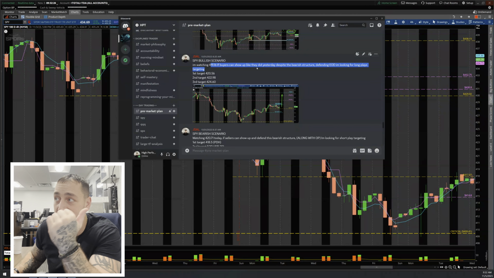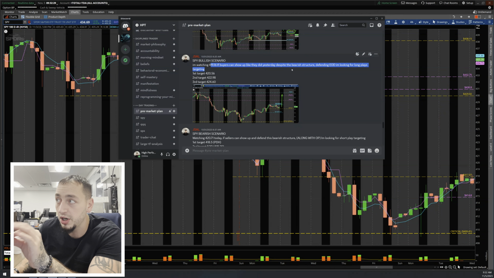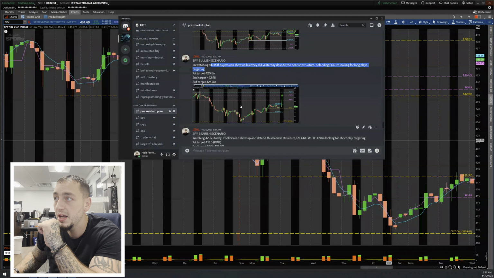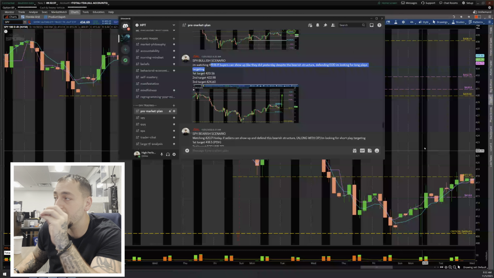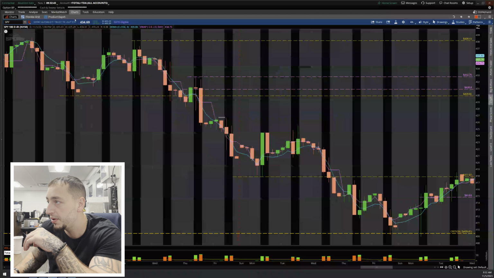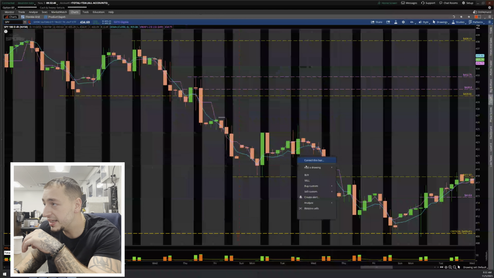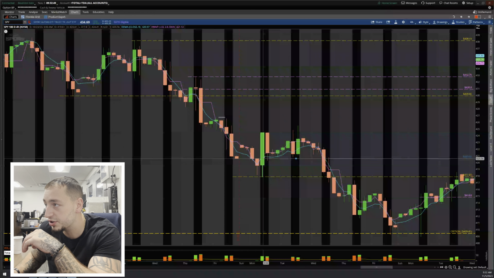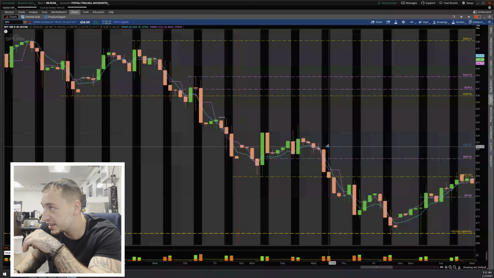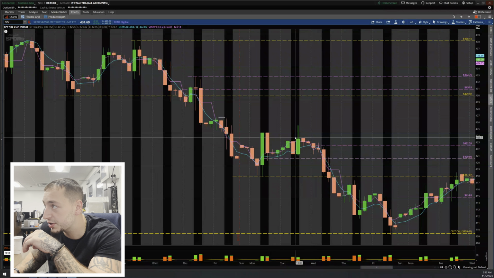If buyers can show up like they did yesterday, despite the bearish structure, defending end of day, I'm looking for long plays, targeting 420.56, 422.98, and then 424.60. So my targets here are 420.56. Let me just map those out. I'm literally grabbing these from previous structure: 420.56, 422.98, which is this candle right here, and then we've got 424.60, which was way up here. So I'm always pulling from previous price action.